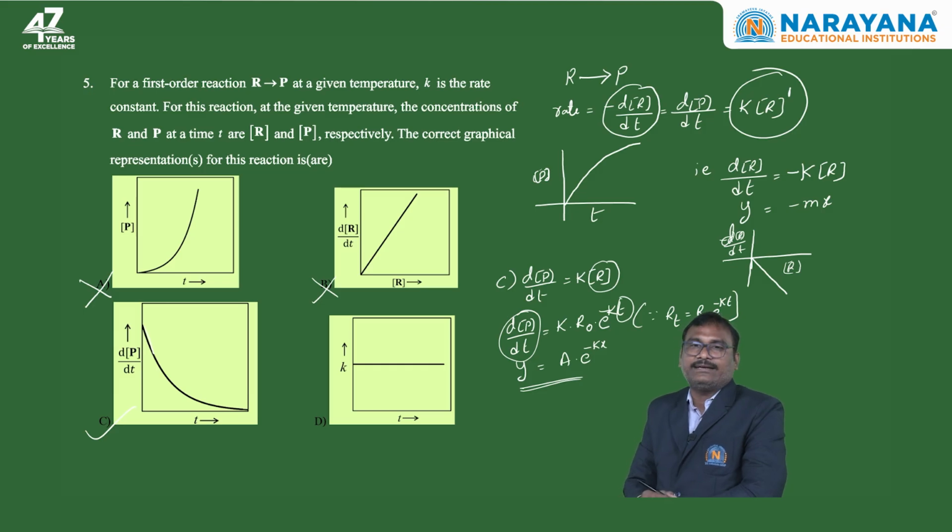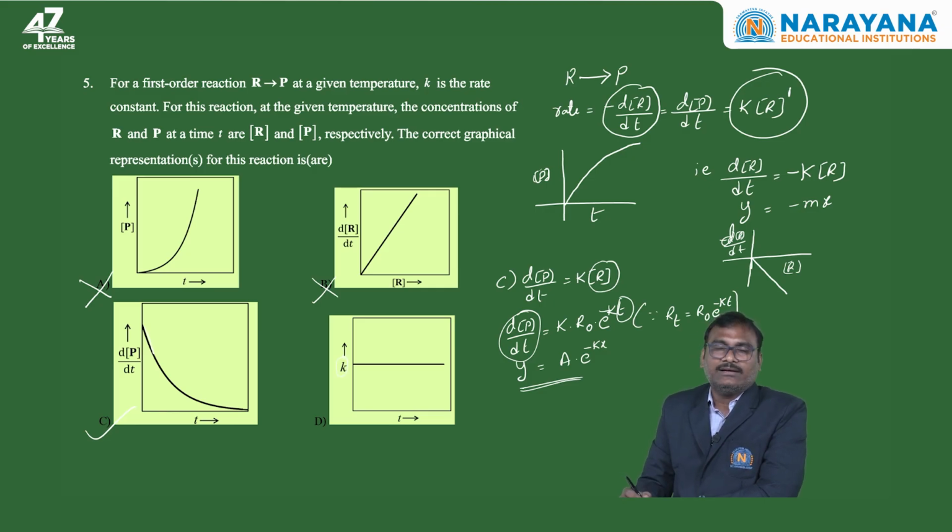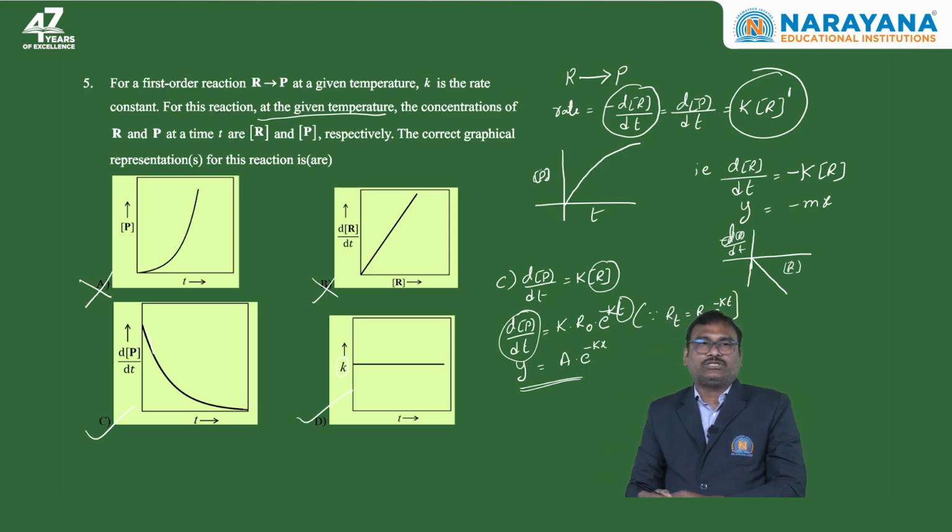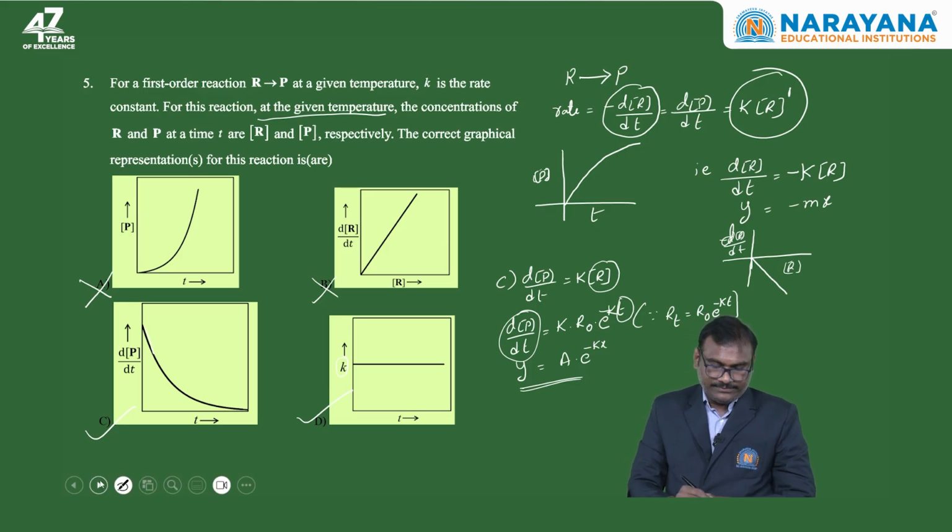Now, the next option D, the easiest one I think. The rate constant does not change with time without increasing or decreasing the temperature, since he has given that it is at the given temperature. So, the rate constant remains constant as the time is going on. Therefore, option D is also correct for the given question. So for first order kinetics, the graphical representations A and B are incorrect and only C, D are correct. Go for the next one.